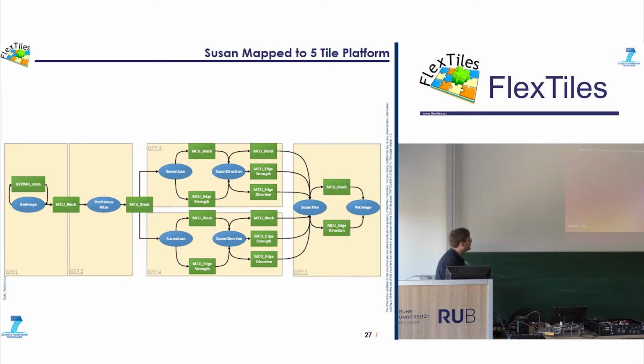So we have the CEA-LETI application we showed before. We now have our hardware, and this is one of the possible mappings we could get. So what we see here is the get image actor runs on one of the processing tiles, the pre-processing filter runs on one of the tiles, and then the CEA-LETI and the CEA-LETI direction each share a tile in both parallel versions, and then the rest runs on one tile. So you might think, why this mapping?